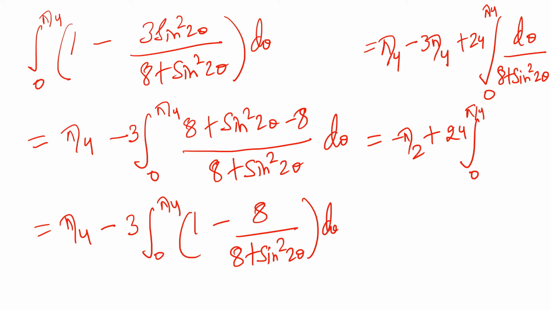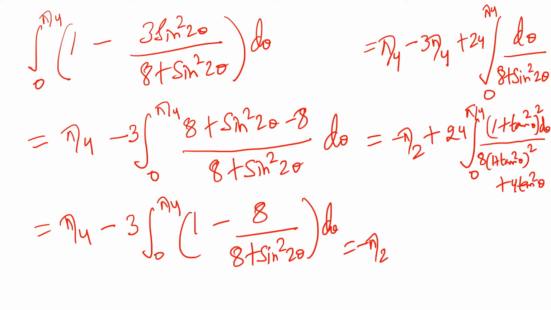So when we replace sine 2 theta by 2 tan theta upon 1 plus tan square theta, we'll be getting in the numerator 1 plus tan square theta whole square d theta, and in the denominator we'll be having 8 into 1 plus tan square theta whole square plus 4 tan square theta. Fine. So now this expression can be written as minus pi by 2 plus 24.